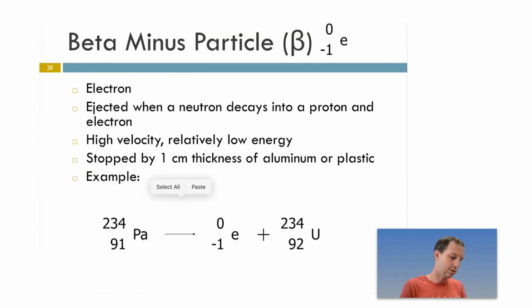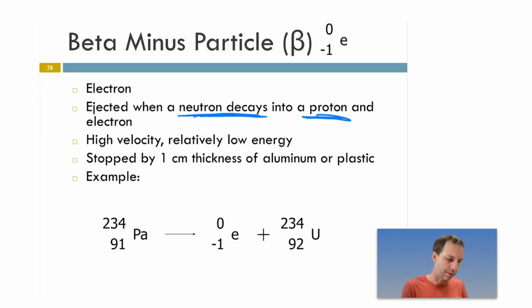We still have a nuclear equation here. We said that beta is an electron, which is ejected when a neutron turns into a proton. The electron is what's being shot out of the nucleus. It's high velocity, low energy. We said that it's stopped by aluminum or plastic. And here's our nuclear equation.